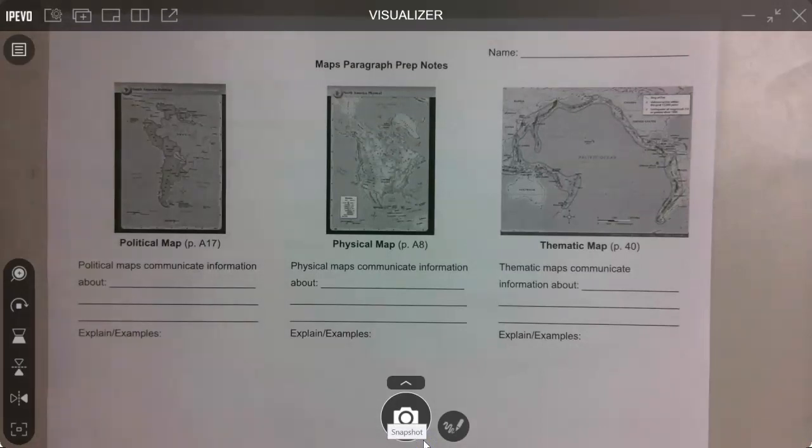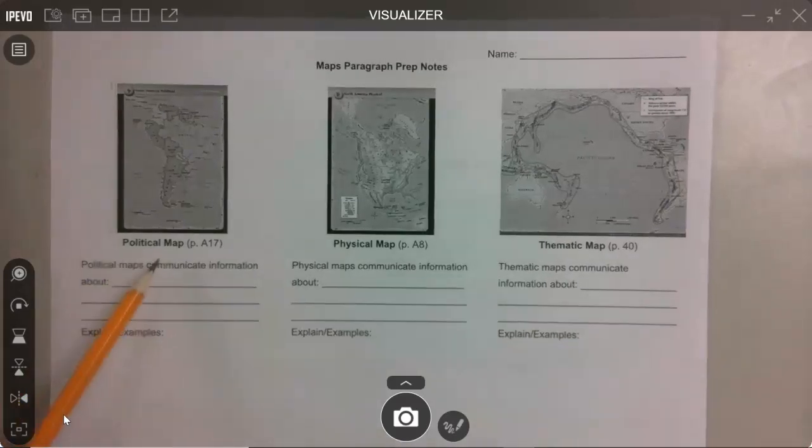If you are doing this at home because you're absent, you can just get out a blank piece of paper, maybe turn it sideways, make 3 columns, or just take notes in 3 separate parts. We're first going to look at a political map from our textbook, then a physical map, and then one example of a thematic map. We're going to talk about, in general, what each map communicates, what they're for, and then you're going to gather some examples specifically from that map.